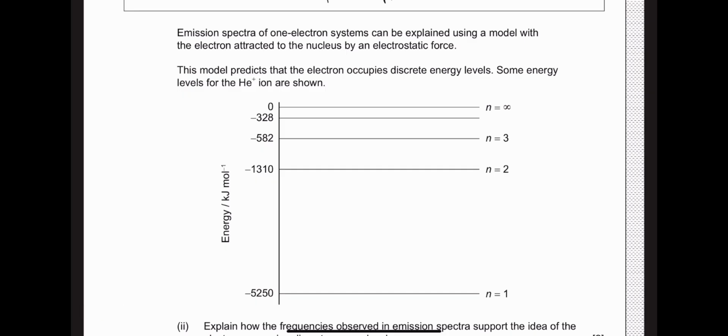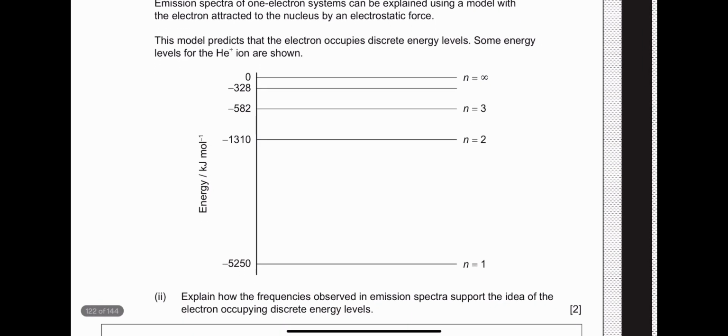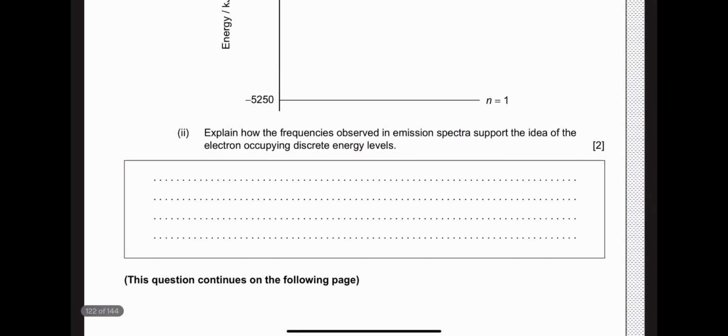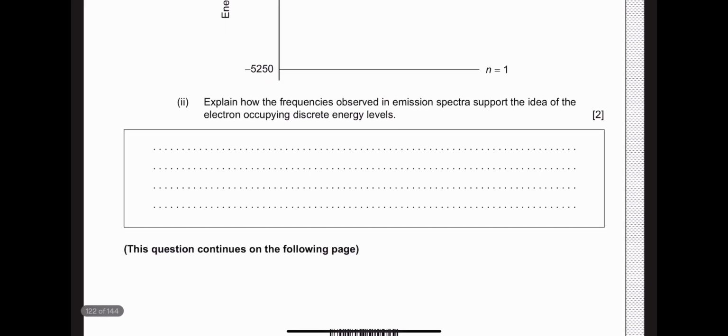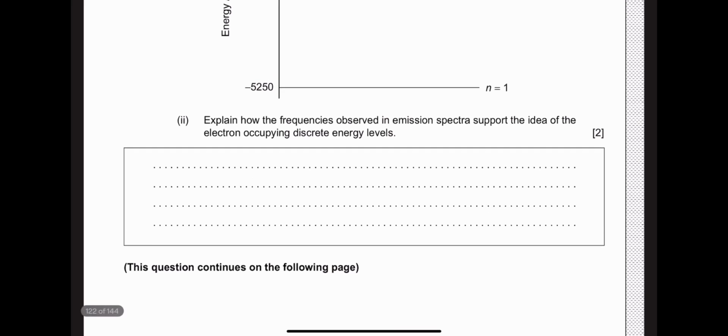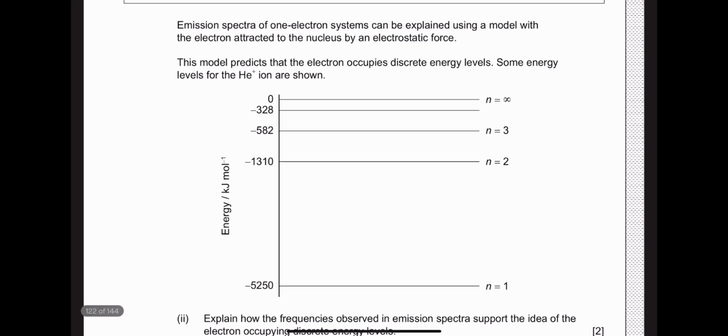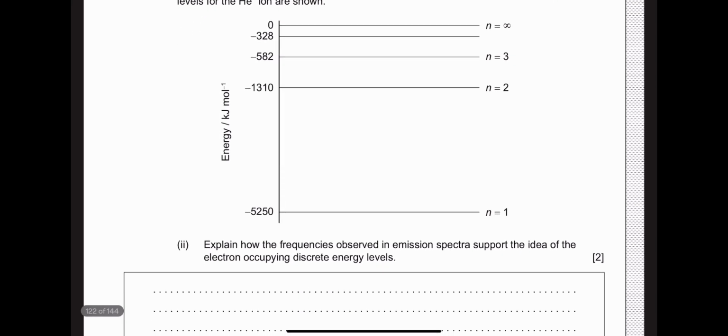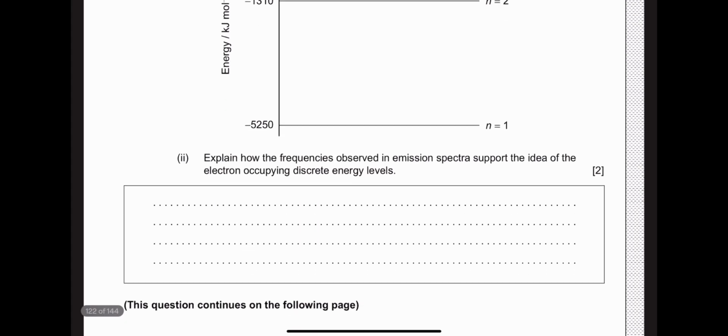The model predicts that the electron occupies discrete energy levels. Some energy levels for the helium ion are shown. Explain how the frequencies observed in emission spectra support the idea of the electron occupying discrete energy levels. So it's asking why the frequencies observed in emissions support the idea of there being these n equals 1, n equals 2, n equals 3 type of energy levels. So why does this support it?